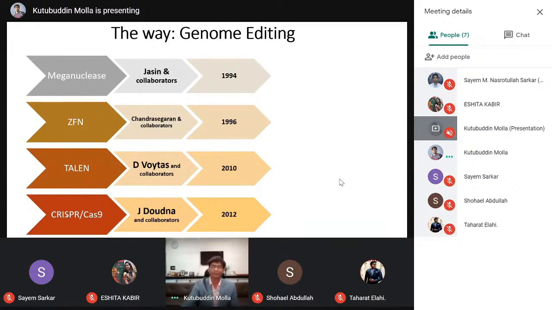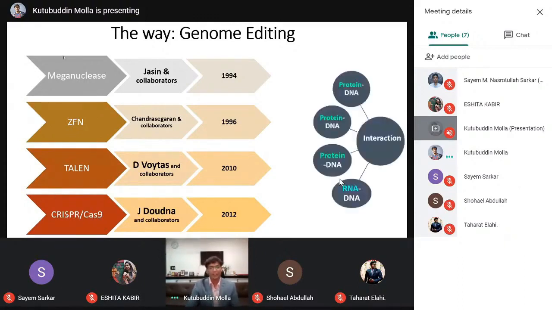If you see, the earlier 3, meganuclease, ZFN, and TALEN, all depend on protein and DNA interaction. If you want to edit the DNA or the gene, you have to have a protein-DNA interaction. But CRISPR-Cas9 depends mainly on RNA-DNA interaction by simple Watson-Crick base pairing. So no protein specifies the targeting of that genome editing technology. That's why CRISPR-Cas9 is a little easier to use, and that's why it became very popular.